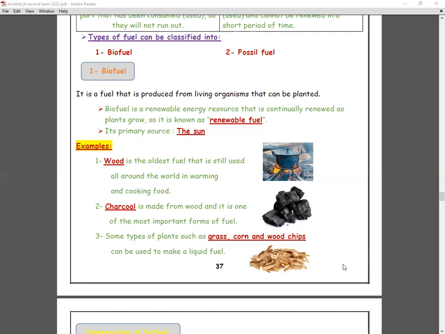So we have, for example, our biofuel: wood chips, grass and corn, okay? All of them are examples of biofuel. Why? Because we can get all of them directly from any living organisms that can be planted. Okay.